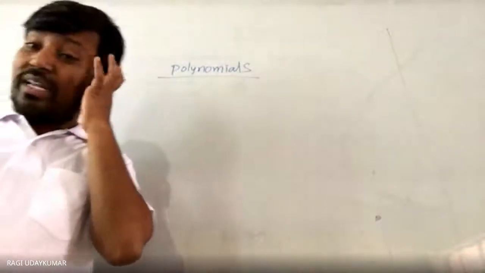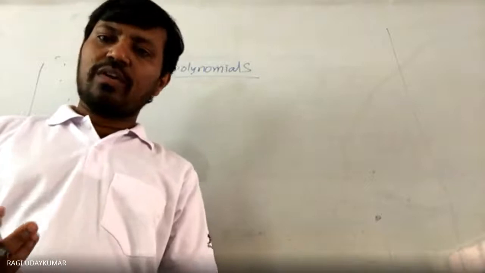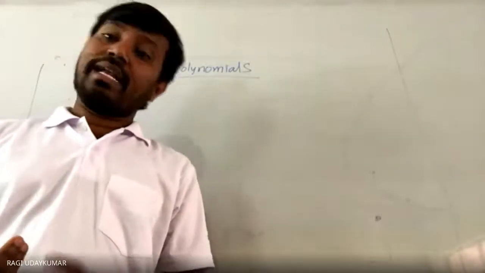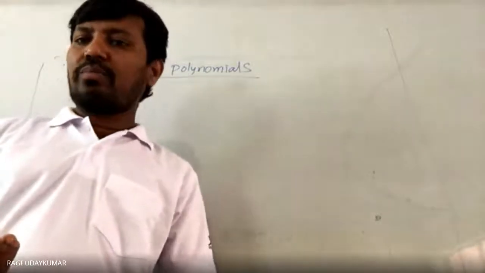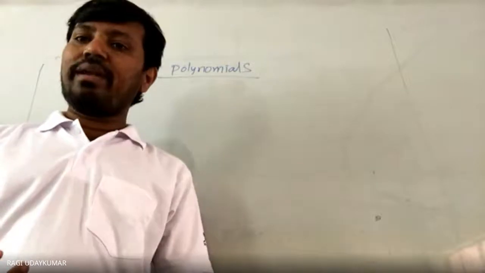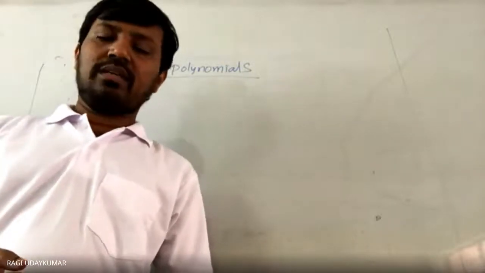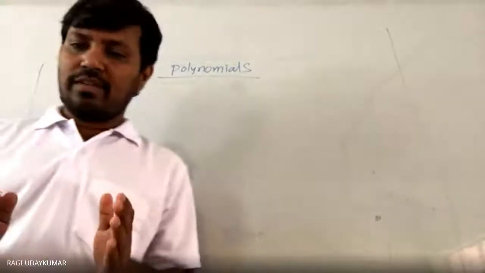So what is the degree of a polynomial, how do we identify the degree of a polynomial, the types of polynomials, the zeros of a polynomial, and the value of a polynomial? With the help of the value of the polynomial, we have learned the zero of the polynomial and the geometrical meaning of the zero of the polynomial. These are the things we have learned.